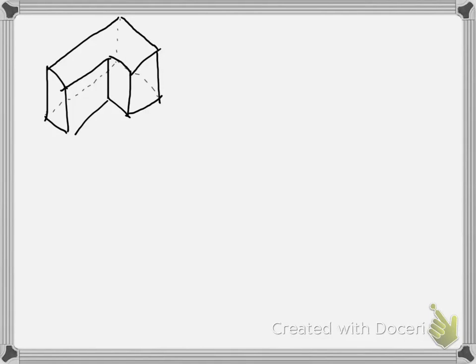Question number 10 is just find the total area, the surface area of this thing. So one way to do it is to just find each shape. They're all rectangles or forms of rectangles.